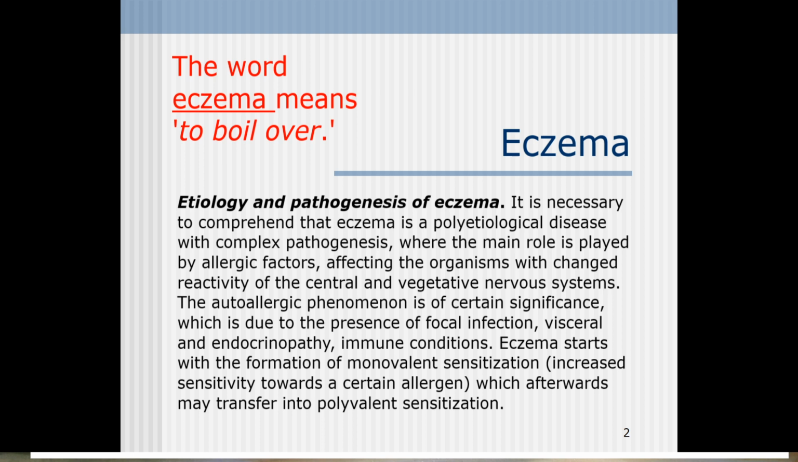Eczema starts with the formation of monovalent sensitization, increased sensitivity towards a certain allergen, which afterwards might transfer into polyvalent sensitization.